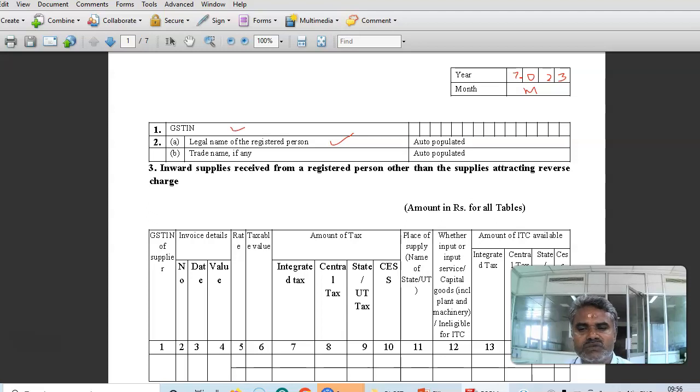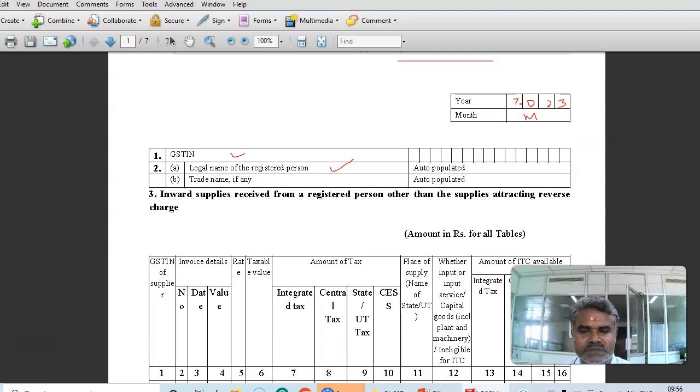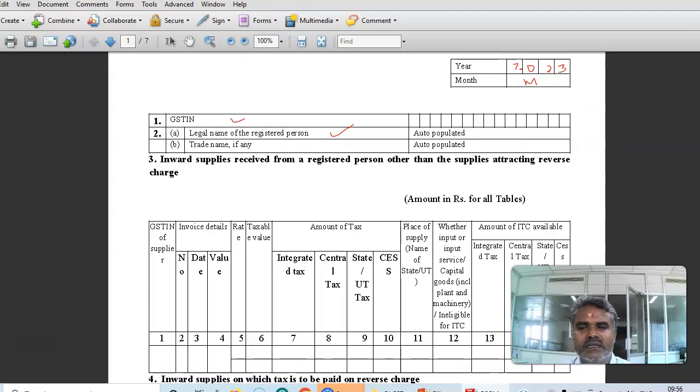Some common information you have to give in all the forms, GSTR 1, 2, 3. Then here you see inward supplies received from a registered person other than supplies attracting reverse charge. So whenever you pay reverse charge, you have a transaction regarding the reverse charge mechanism. You will not give it here, because you have to give it separately in the next column.